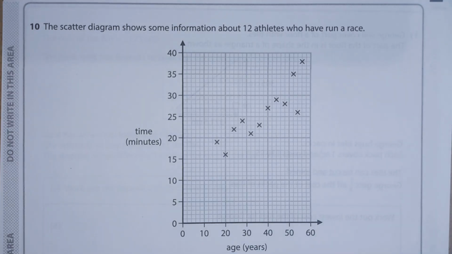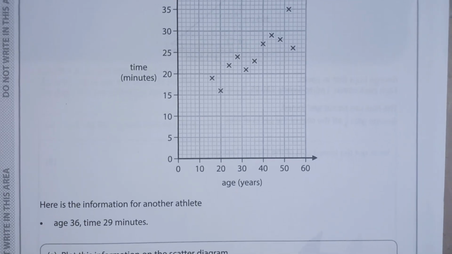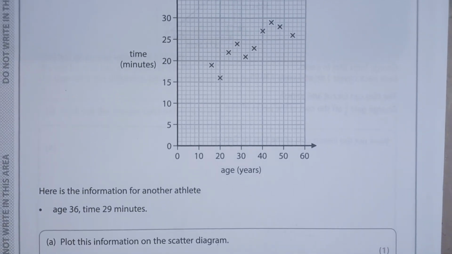Question 10. The scatter diagram shows some information about 12 athletes who have run a race. We've got their age and we've got their time. Here is the information for another athlete. Age 36, time 29 minutes. Plot this information on the scatter diagram.